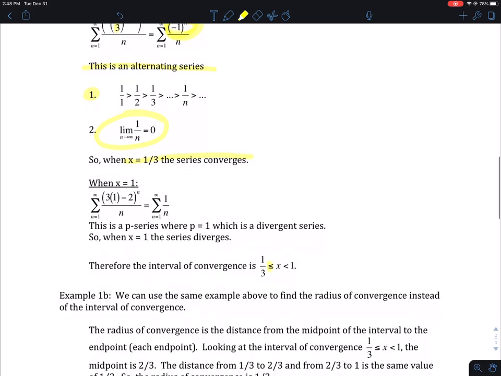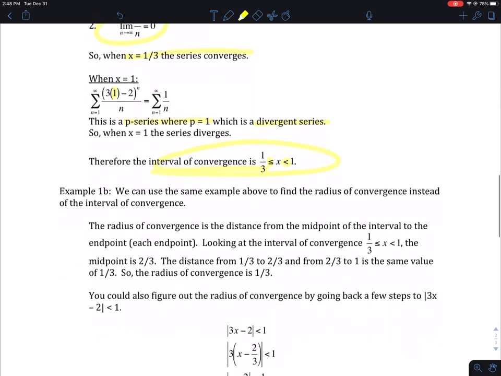Then I do it for 1. So I plug in 1 for my x, and I get 1 over n. This is a p series where p is equal to 1. We call that a divergent harmonic series. So I cannot put an equal bar underneath 1. Therefore, my interval of convergence is this.